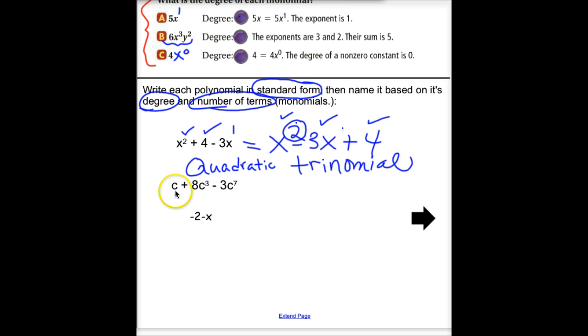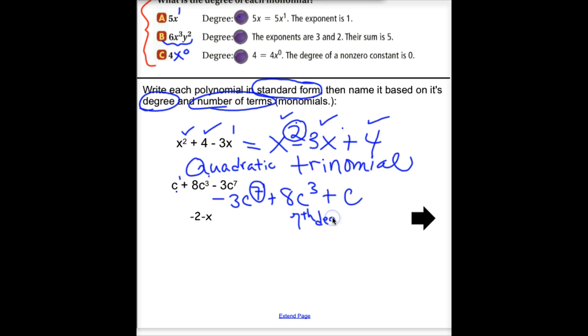All right, next one up. What's my highest power? And that would be my c to the 7th, which has a negative 3 for a coefficient or number out front. Then I have my 8c to the 3rd, and then I have just my lone c. Next, I'm going to name it based on its degree. This is going way up there. We only need to know the 0, 1, 2, and 3 up to cubic, and then you can just say that this is a 7th degree.